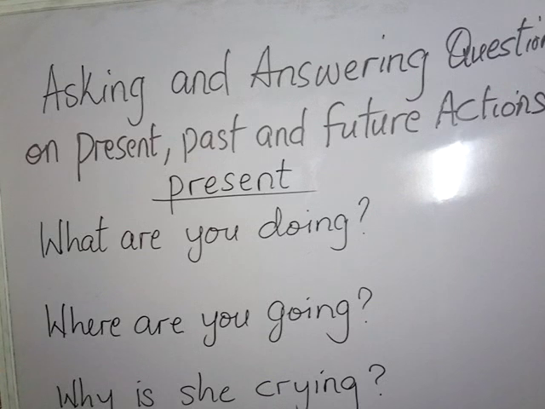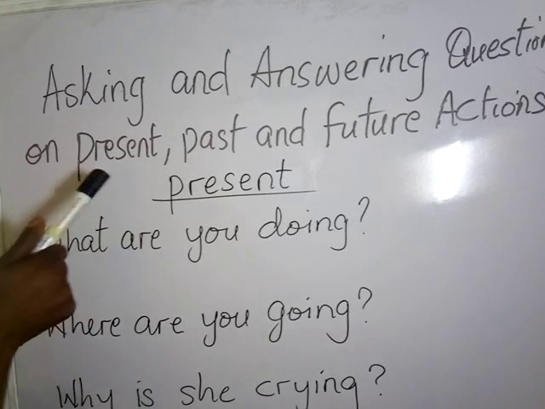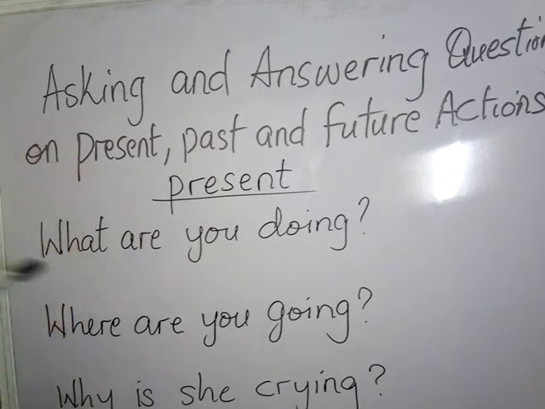We looked at all of them, and we said that the present actions are those things that are happening at the moment. The past actions are those that happened already, while the future actions are those actions that are yet to happen. So today what we are looking at is how we're going to be asking and answering questions on present actions, past actions, and then on future actions.